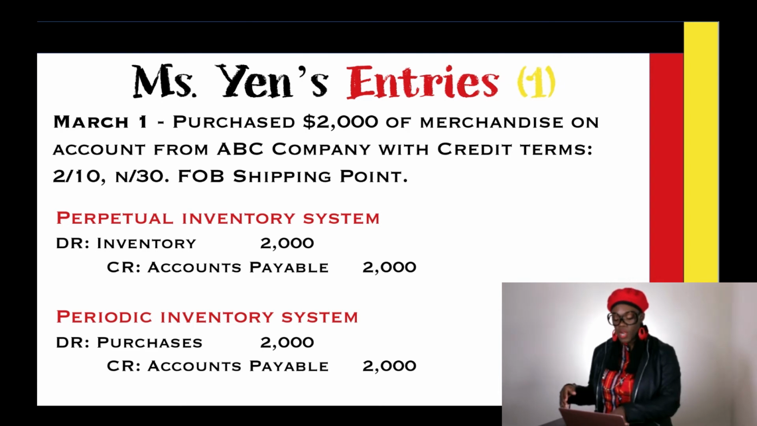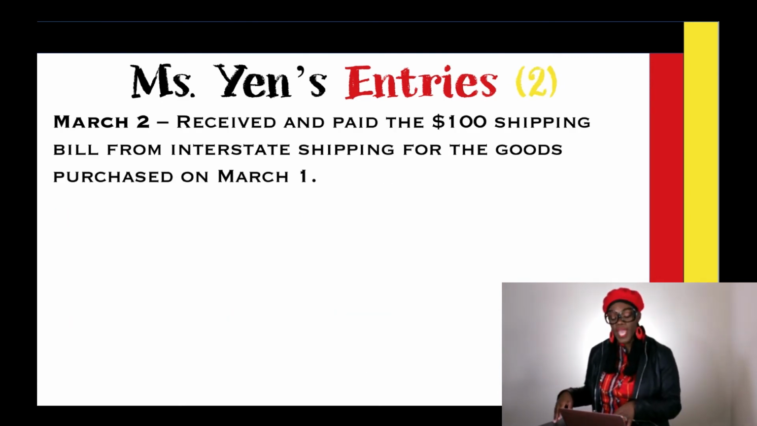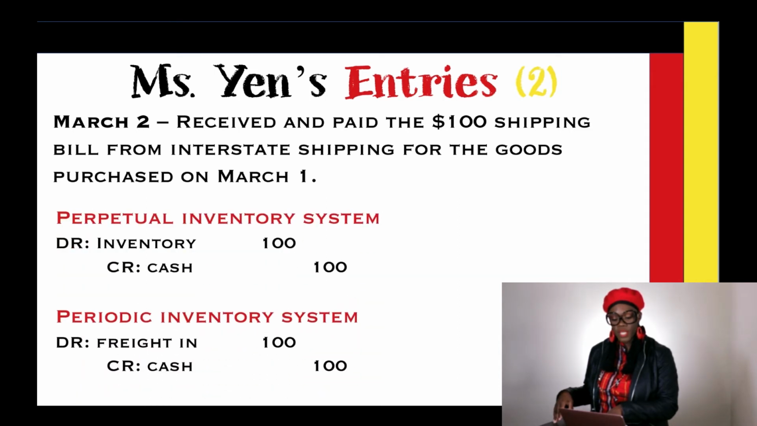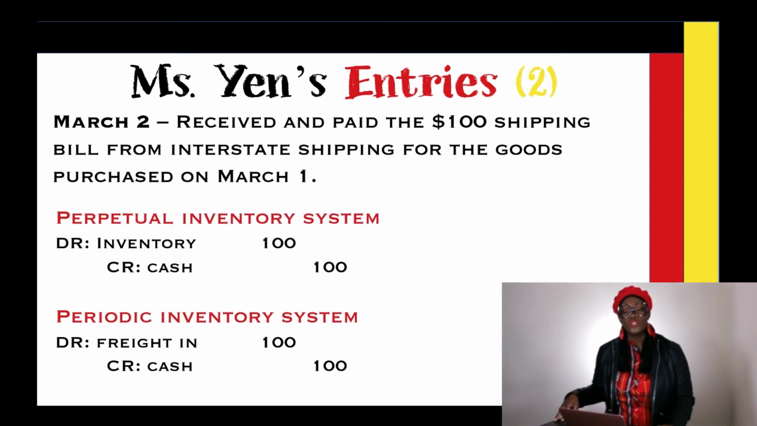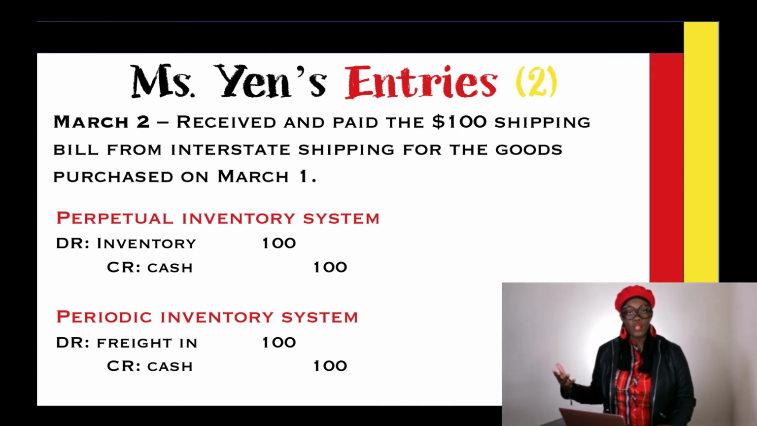Straightforward, okay? She purchased some things on account. On March 2nd, she received and paid $100 for this stuff that was shipped to her. So she is going to treat this as a part of her inventory. She's going to increase her inventory by that $100 as opposed to expensing it.